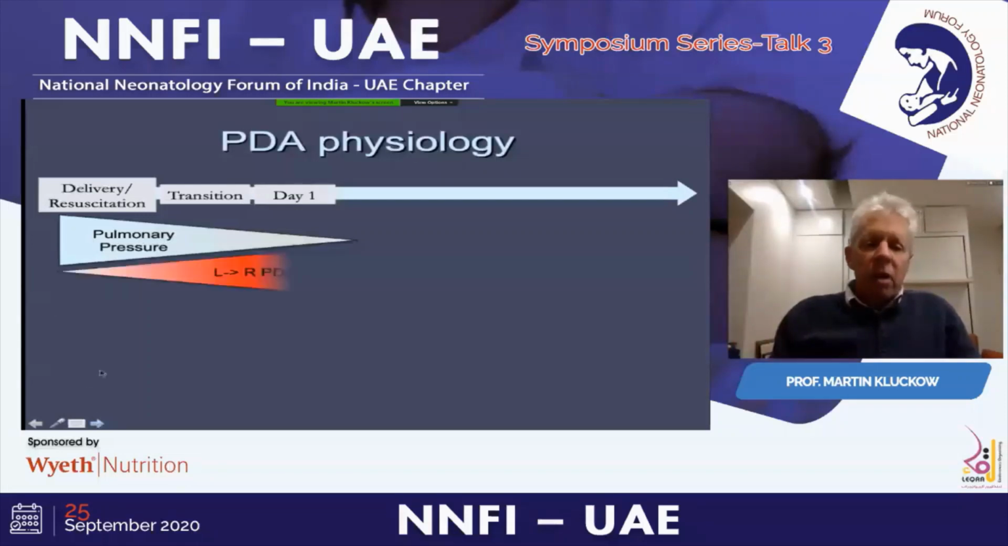And so initially the left to right PDA shunt is not so large, but as time goes on and the pulmonary pressures begin to drop, there's opportunity for the left to right PDA shunt to increase.